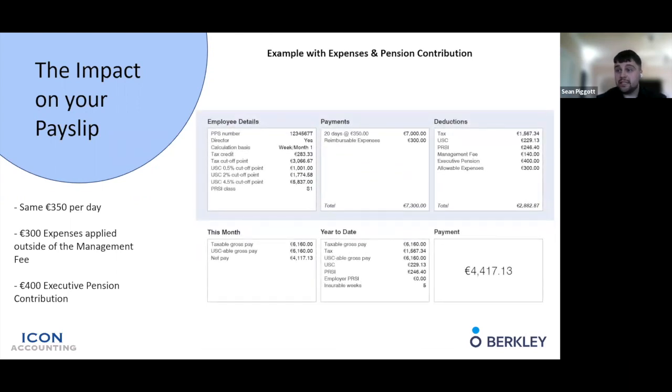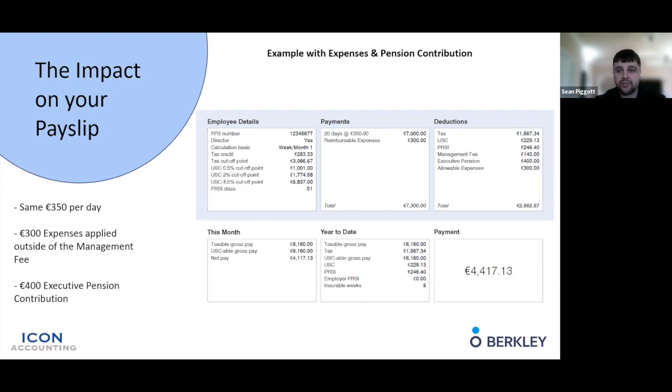So you can see that the net pay has dropped slightly, not too much below what it was in regards to no expenses applied and no pension contribution. But what you also have to keep in mind here is you've now got €400 in a pot elsewhere that's going to benefit you in your future, depending on how close you are to your pension age. Again, you've got your same €300 expenses, but it's definitely something to take advantage of, something to consider strongly if you're an independent professional.